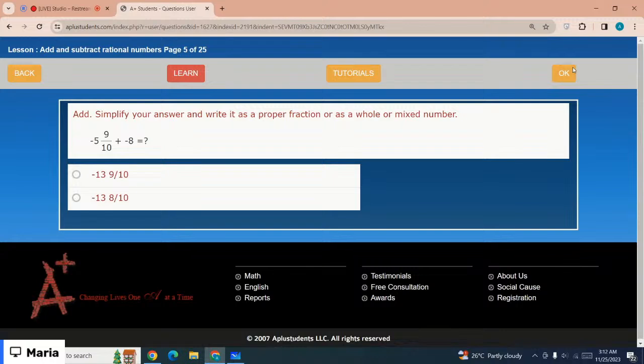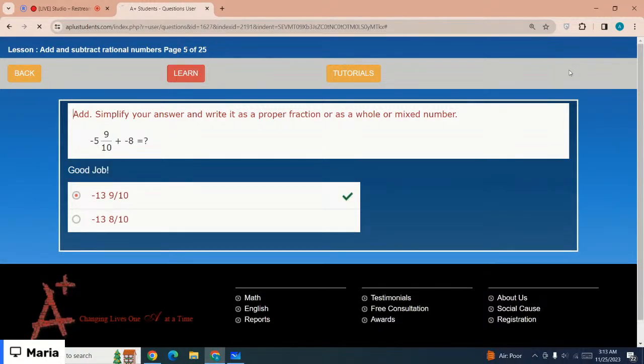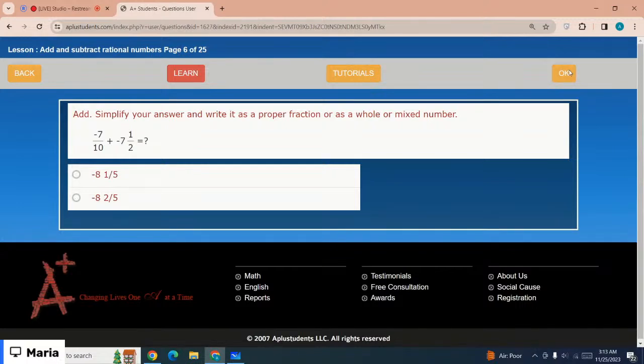Okay, the next one is negative 5 whole 9 by 10 plus negative 8. Which is the correct option? Yes, the correct option is negative 13 whole 9 over 10. Option number 1 is the correct option. Okay, negative 7 over 10 plus negative 7 whole 1 over 2. So, which is the correct option?